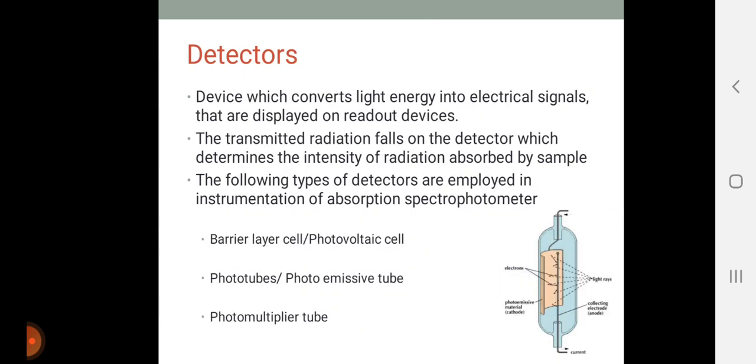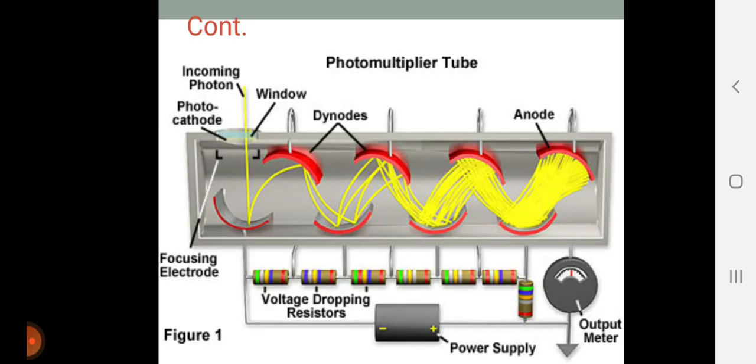Detectors. A detector is a device which converts light energy into electrical signals that are displayed on readout devices. The transmitted radiation falls on the detector, which determines the intensity of radiation absorbed by the sample. The following types of detectors are employed in the instrumentation of an absorption spectrometer: barrier layer cell, photovoltaic cell, phototubes, which are photoemissive tubes, and photomultiplier tube. Photomultiplier tube: incoming photons to photocathode, window, dynodes, anode, focusing electrode, voltage dropping resistors, power supply, and output meter.